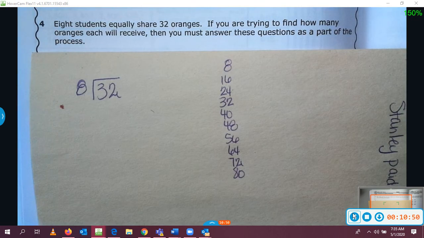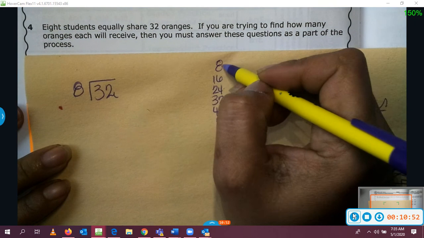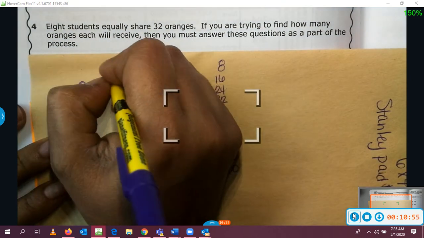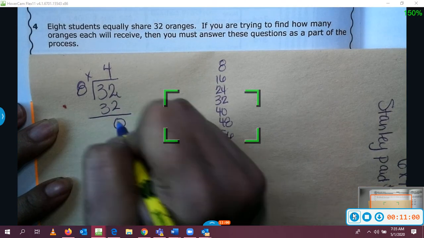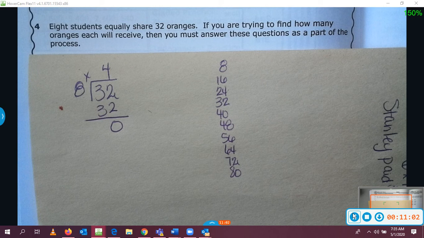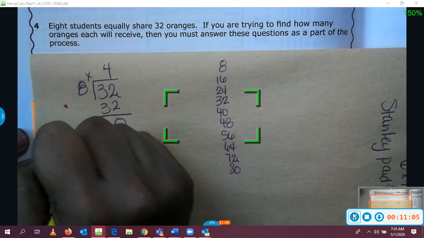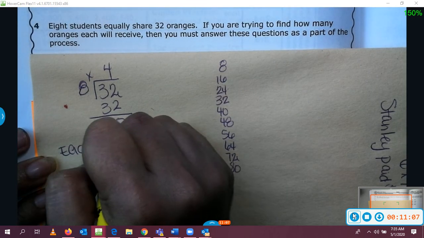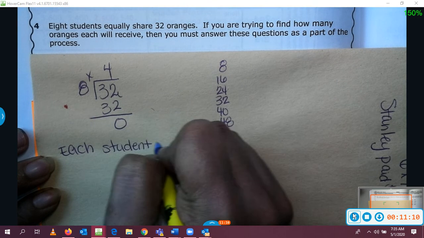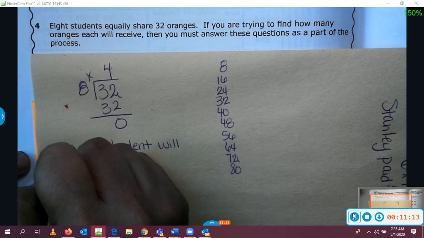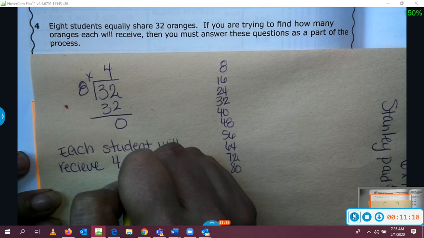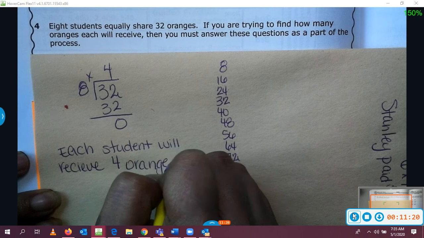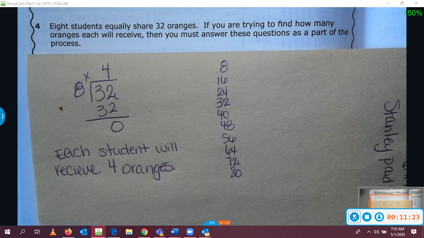So, how many times does 8 go into 32? Let's go down. 1, 2, 3, 4. So, 4 times 8 equals 32 with a remainder of 0. So, the answer to this question is each student will receive 4 oranges. How nice. Okay? All right, on to the next one.